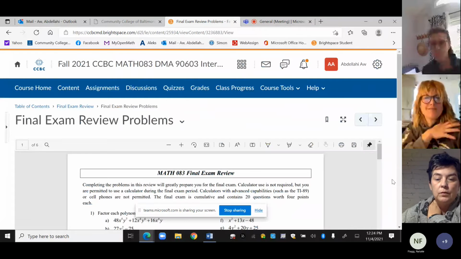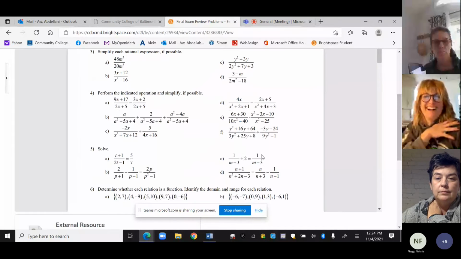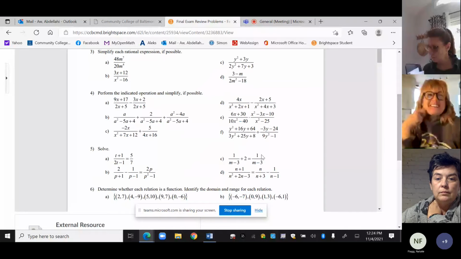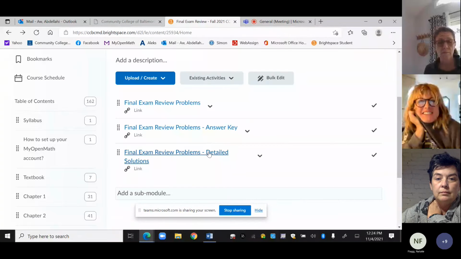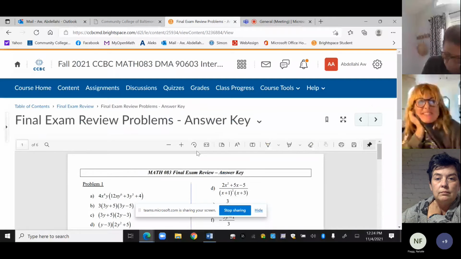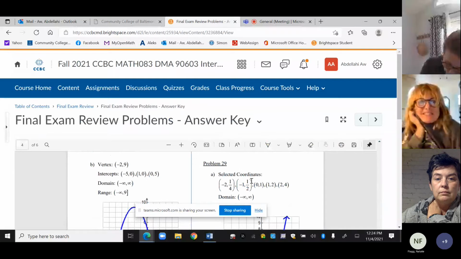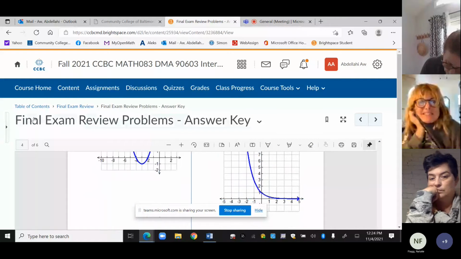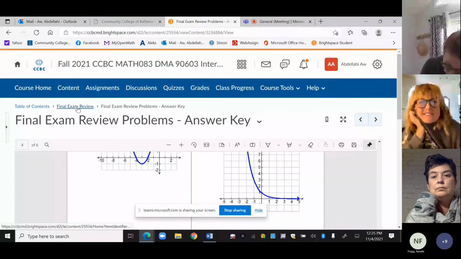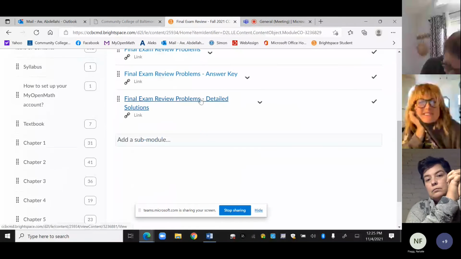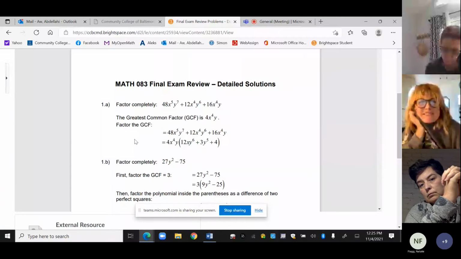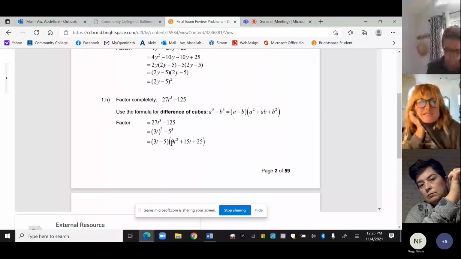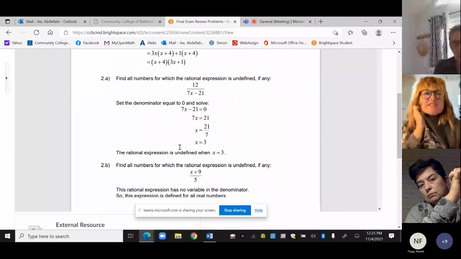You have a lot of problems, by the way. But you also have very nice solutions right here. This is just the answer key, only the answer key. But this one here is the detailed answer key, where we have all the steps. Some people took time to write all this stuff. You have all the steps, step by step, and some side comments.